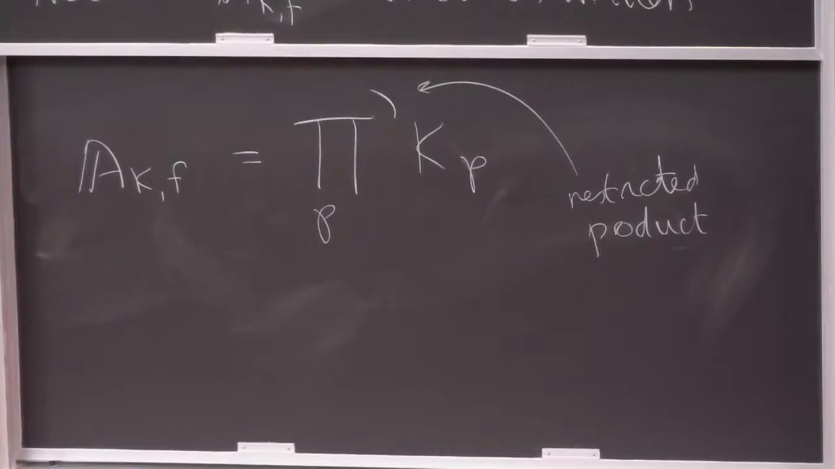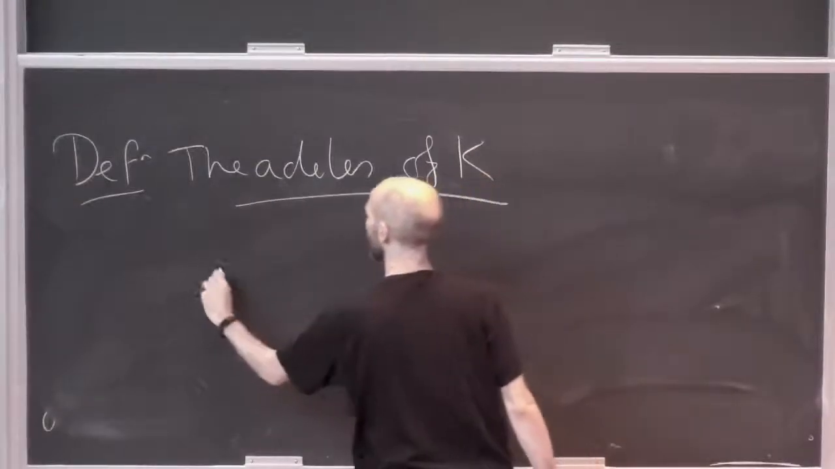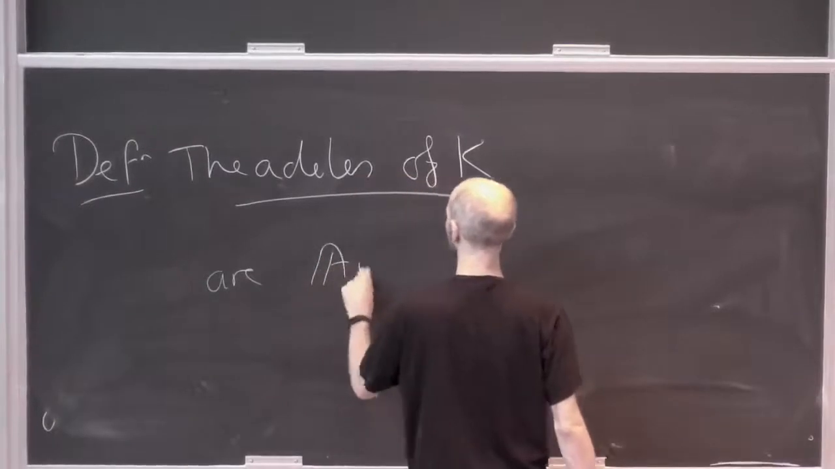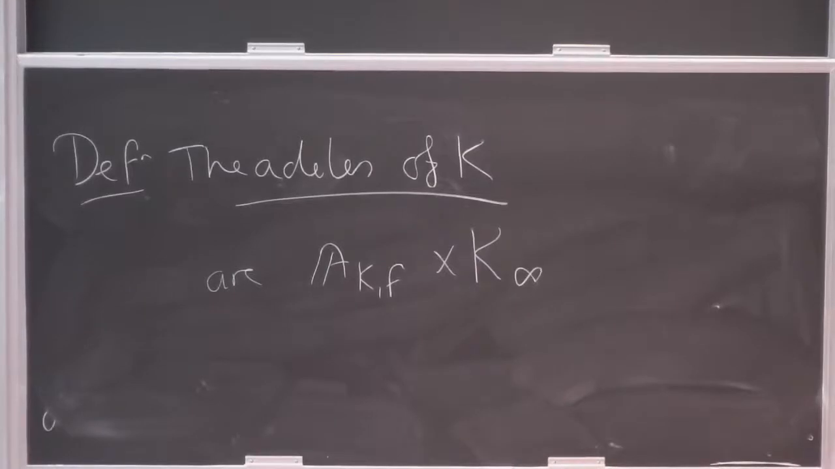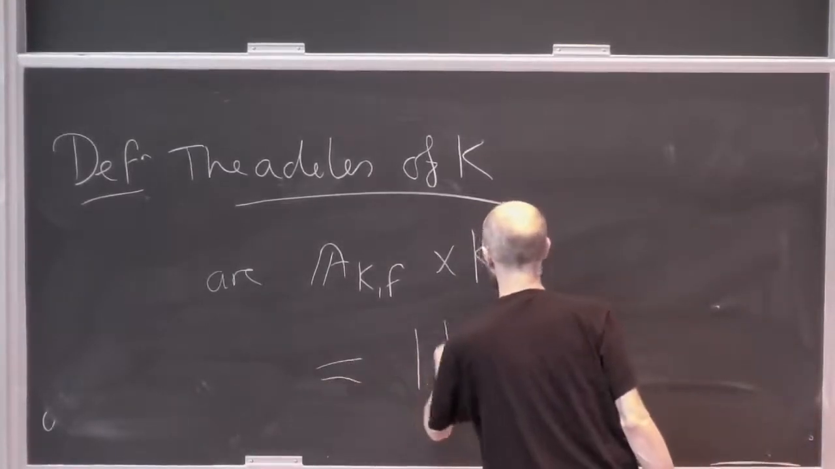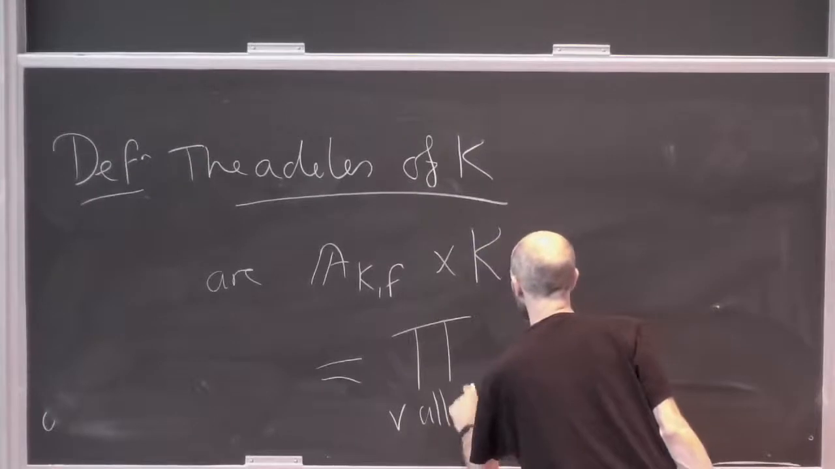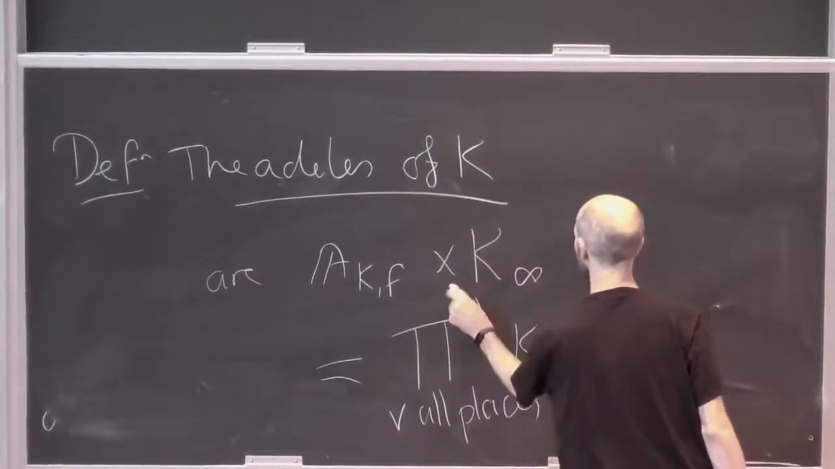So there's restricted products. I guess I could use it right now in the next definition. So let's define the Adels. I've defined the finite Adels, and I've defined K infinity, which is the infinite Adels. So now I can just define the product. The Adels of K: the finite Adels across the infinite Adels. So of course that's just equals the product over V, all places of KV, restricted, right?